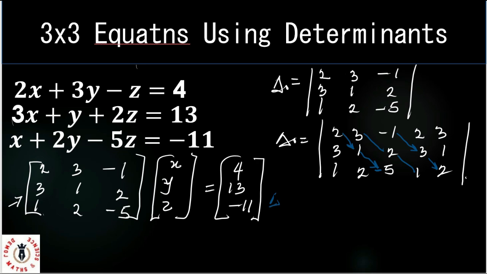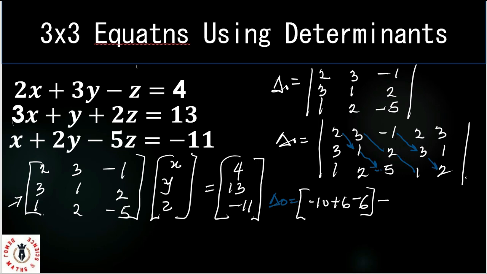So my delta 0 will be the same thing as 3 times 1 times minus 5, that's minus 10. 3 times 2 times 1, that's plus 6. Minus 1 times 3 times 2, that's minus 6.